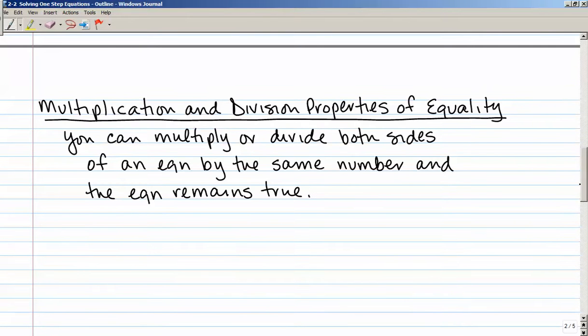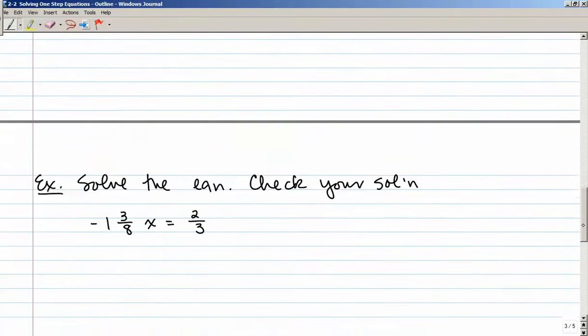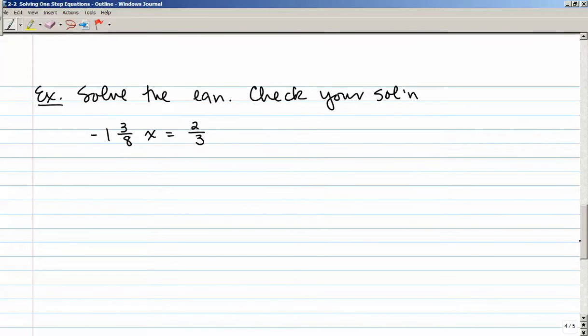We also have the multiplication and division properties of equality, which say that you can multiply or divide both sides of an equation by the same number and the equation remains true. So if I want to multiply both sides by 5, I can do that. If I do it to one side, I have to do it to the other. If I divide one side of the equation by 3, I have to divide the other side of the equation by 3 as well. Let's take a look at an example.